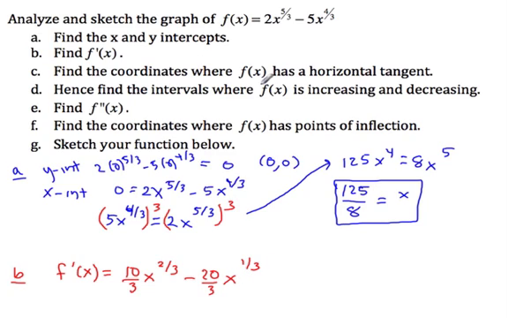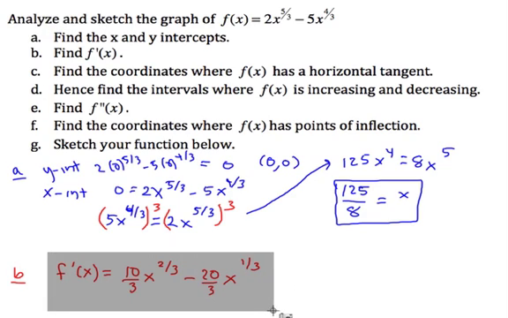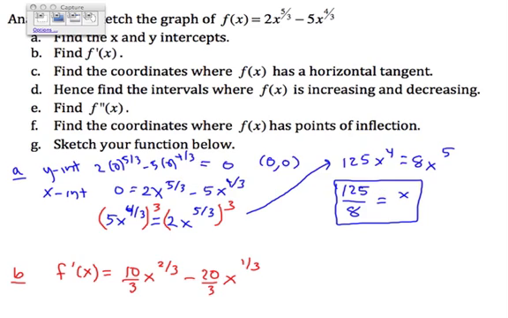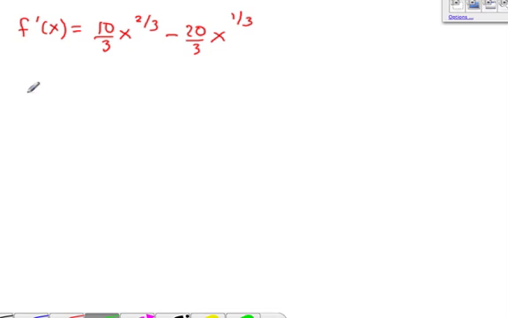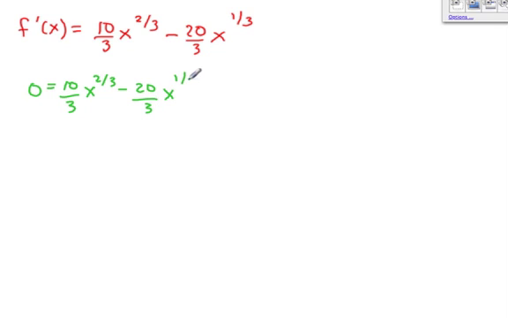It says, hence find the coordinates where f has a horizontal tangent. So we'll take this over to another page and start working from there. Hopefully this works. Now, a horizontal tangent means the slope is 0, so you set that equal to 0. So 0 equals 10/3 x to the 2/3 minus 20/3 x to the 1/3.